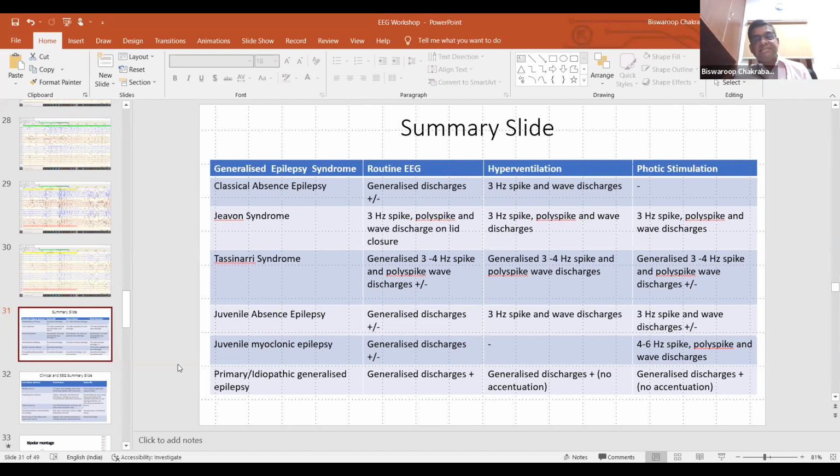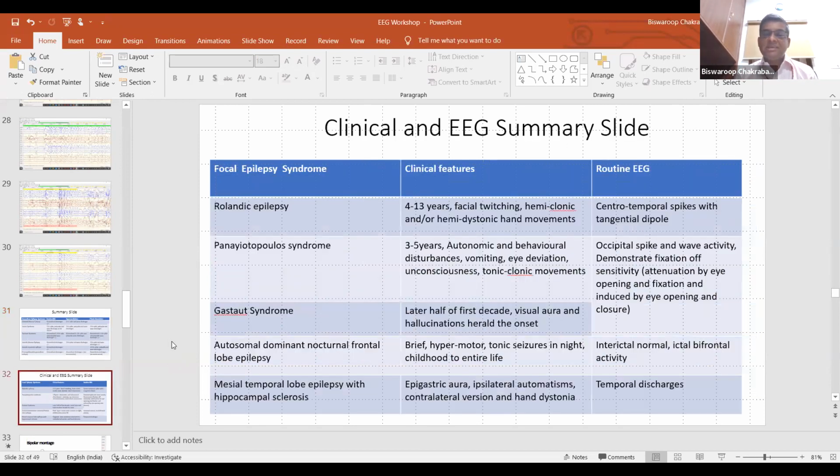Now, from generalized epilepsies, let us move on to focal epilepsies. So if you see, the first thing that I'm starting with is a summary slide. So which are the common ones? You have Rolandic epilepsy, 4 to 13 years, facial twitching, hemiclonic or hemidystonic hand movements. You have centrotemporal spikes with tangential dipole. Don't worry. The first slide is just to sensitize you. Then we'll see few EEGs, and the last slide will help you in summarizing and retaining whatever I'm trying to tell you.